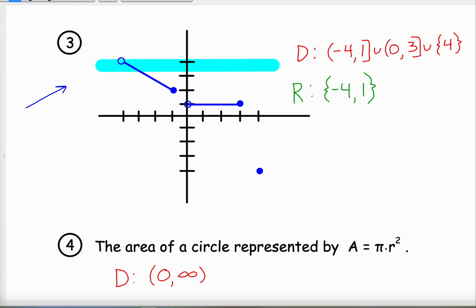And then from 2 to 4, including 2 but not including 4. So I'm going to put a little union here. And we're going from 2 to 4. Include the 2, so we use a bracket. Don't include the 4, so we use a parenthesis. So there's how we get our domain and range for various examples.